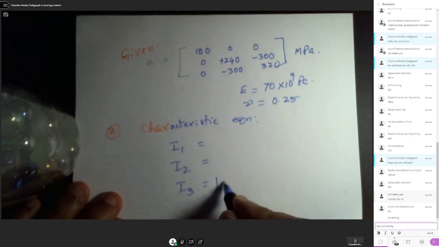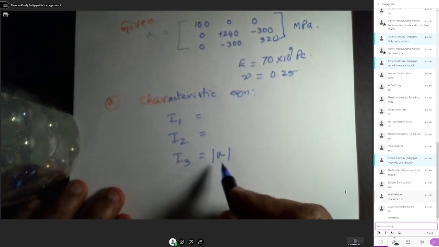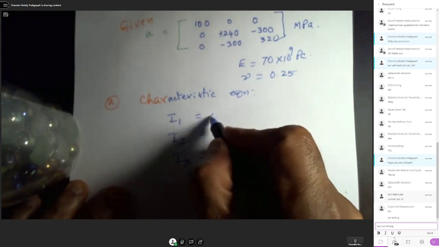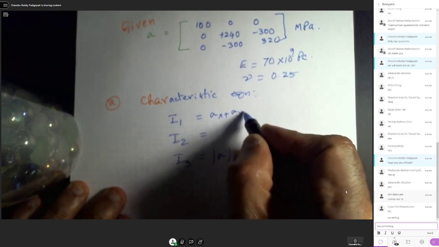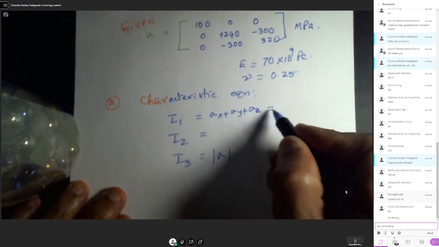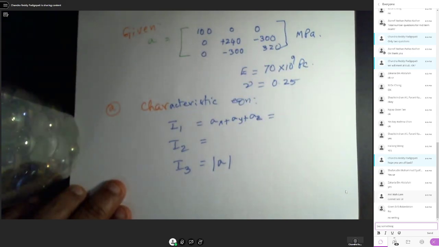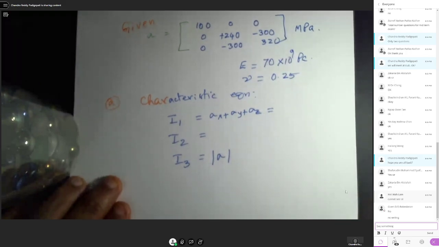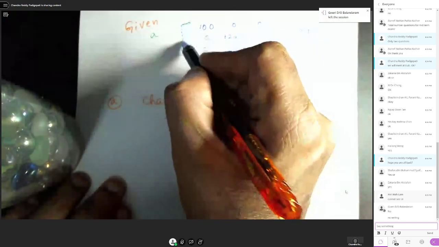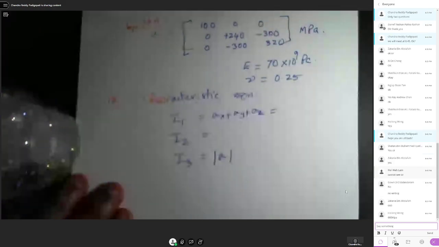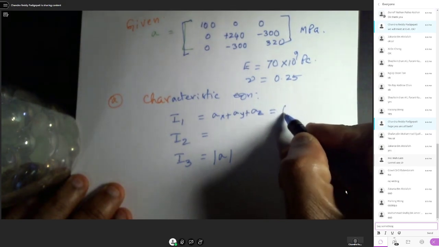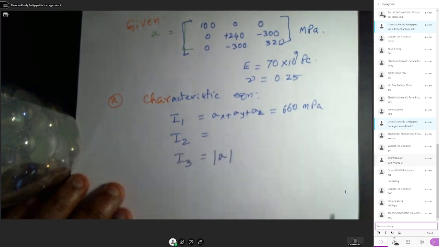third invariant. So I3 is just the determinant value. So I1 value is simply sigma x plus sigma y plus sigma z. So can someone calculate and tell me how much this is? Any answer for this? 660 megapascals, that's correct.